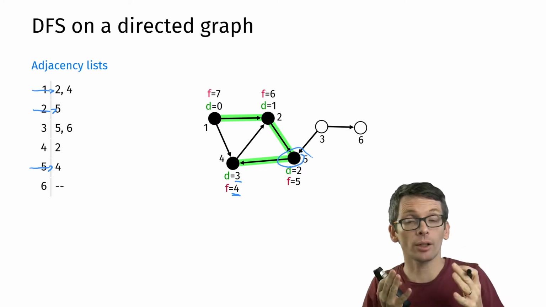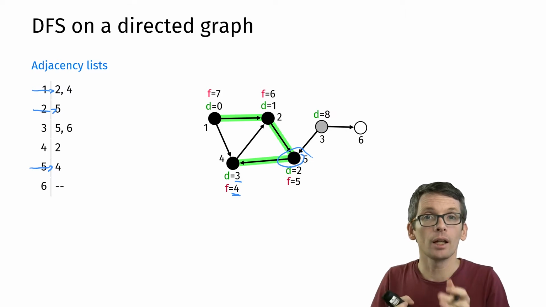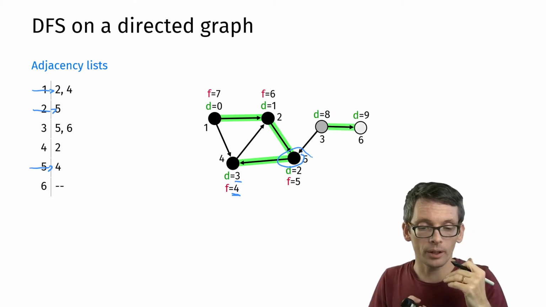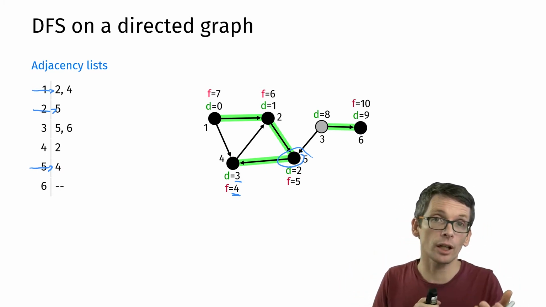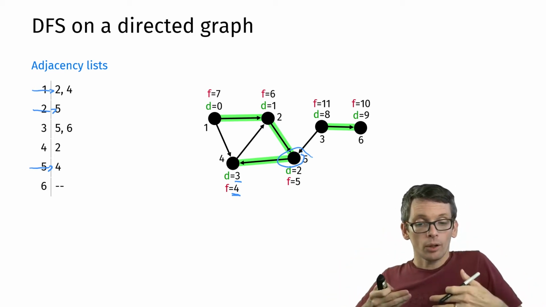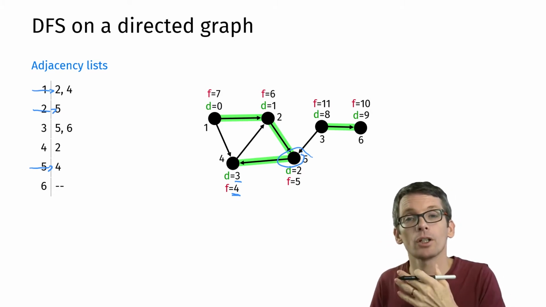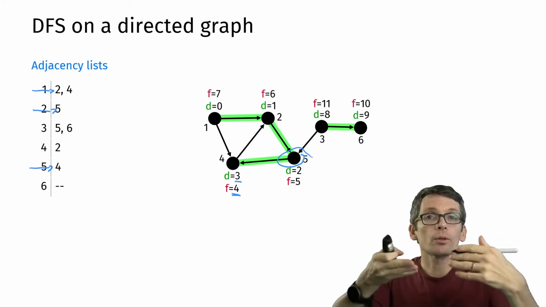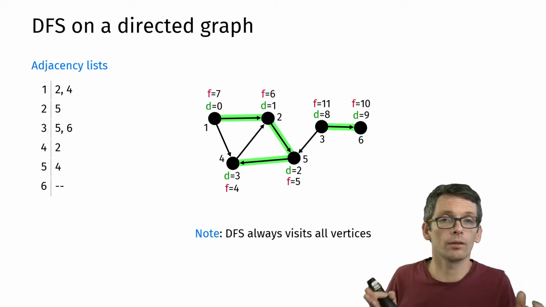There's still white vertices, so we go to whatever white vertex comes next, so that will be 3, discovery time of 8. The recursive call will bring us to the 6, which has 3 as a predecessor, discovery time of 9, finishing time of 10, because there's nothing else to be done there. We come back from the recursive call on 6, back to 3, nothing to be done, so finishing time is 11, the algorithm is done. And because we always restart on white vertices, depth first search will always visit all vertices.